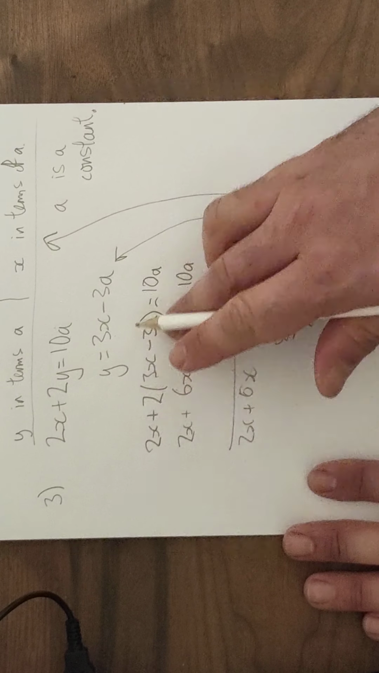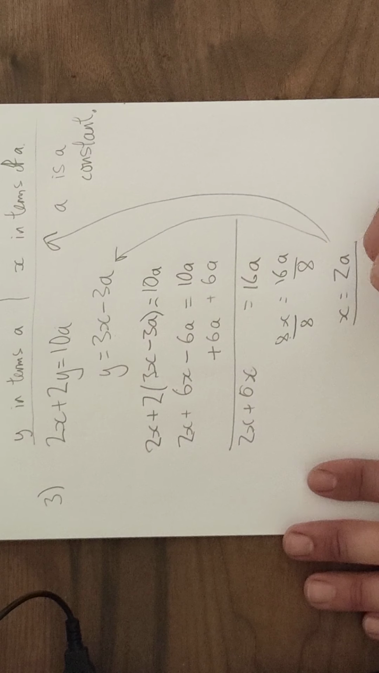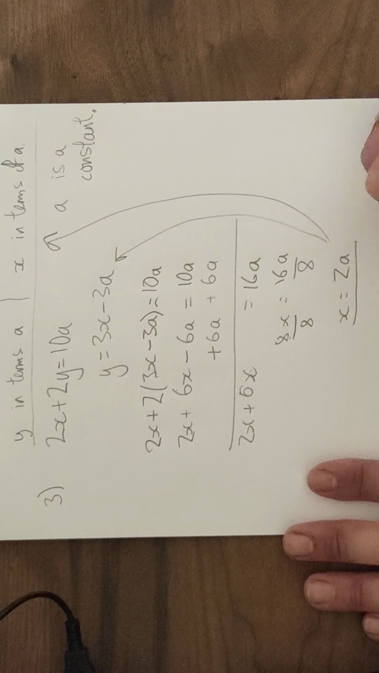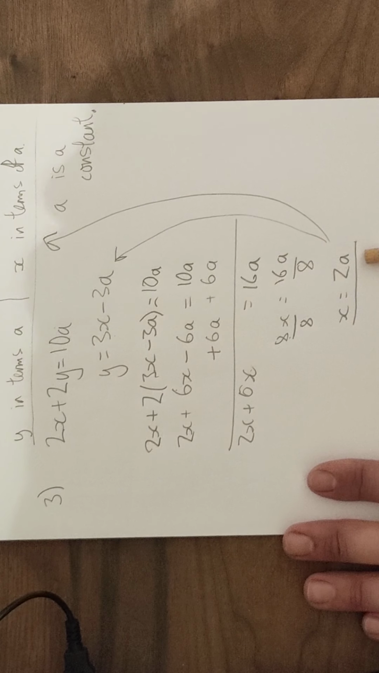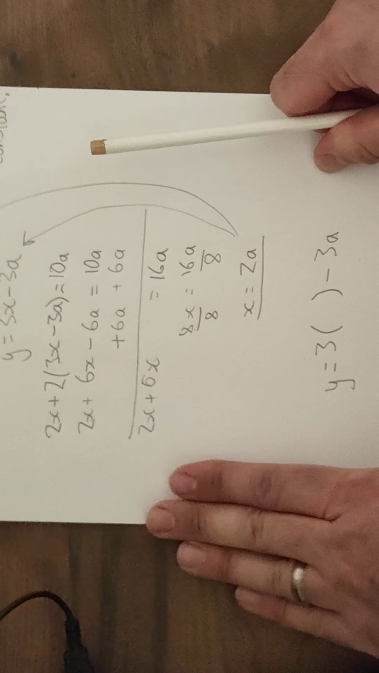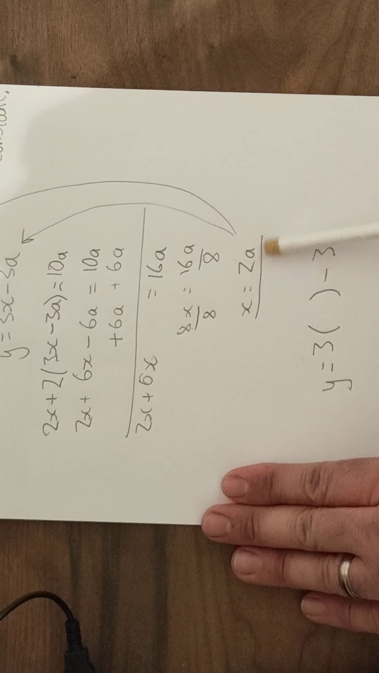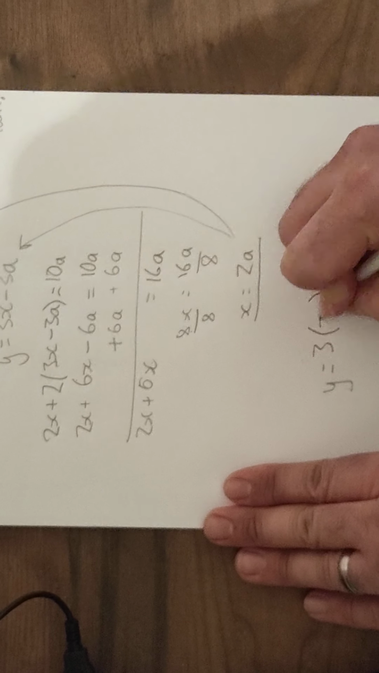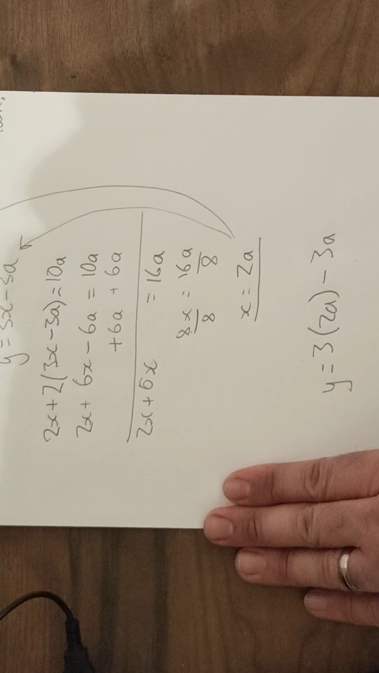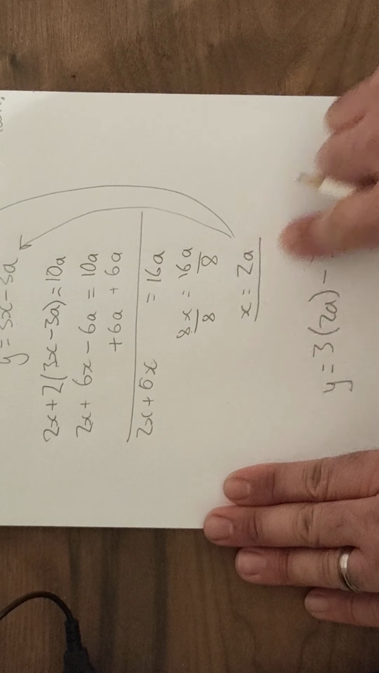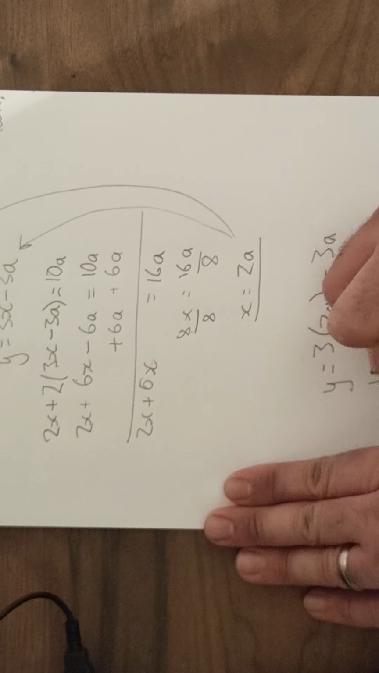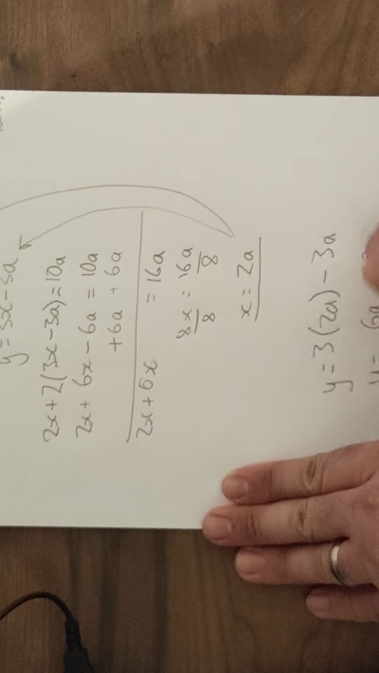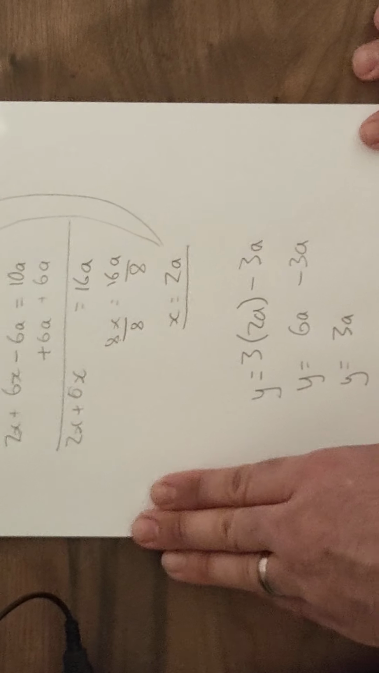So y equals 3x minus 3a. So 3 lots of something, I'm going to replace that x in a moment, minus 3a. So x equals 2a, and what we're doing is replacing the x with 2a, and once that's simplified, we're going to have our final answer for y in terms of a. So y equals 6a minus 3a, which simplifies to y equals 3a.